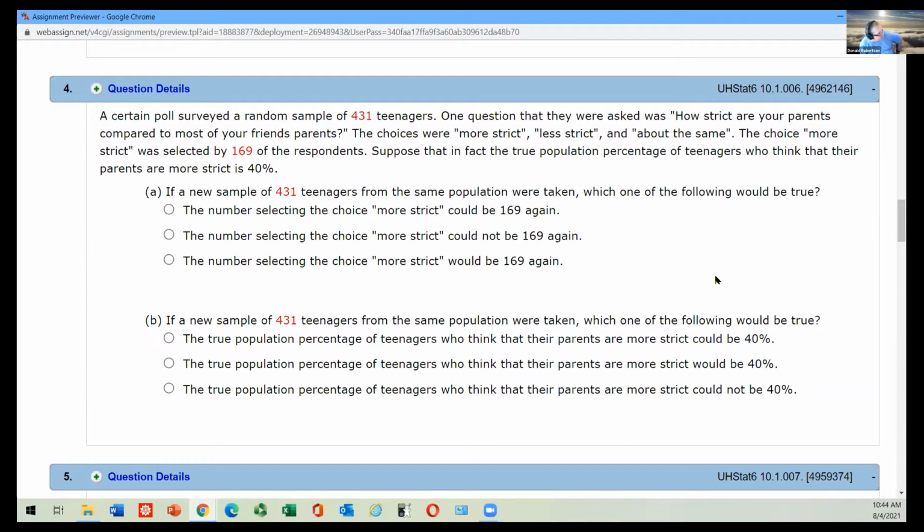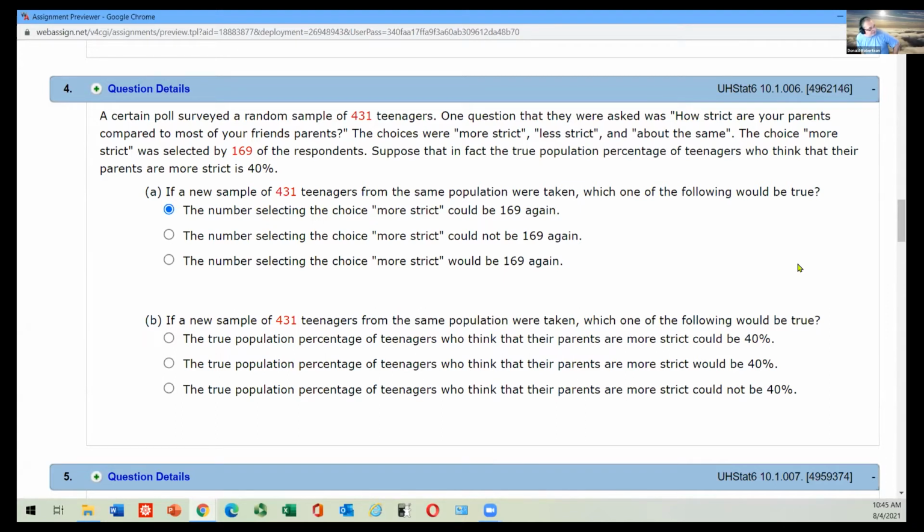Would you expect the number selected would be 169 again? It could be, but would it? So it could be. Would you expect it could not be 169? Or it would be 169? So there's your three choices. Would you agree that is the three choices?